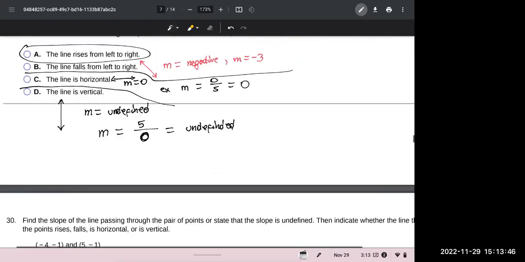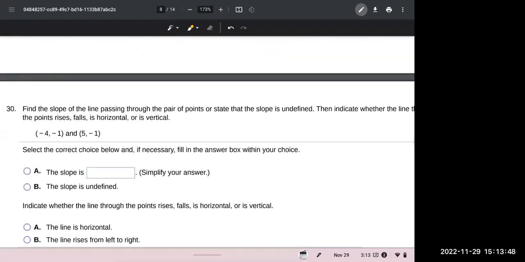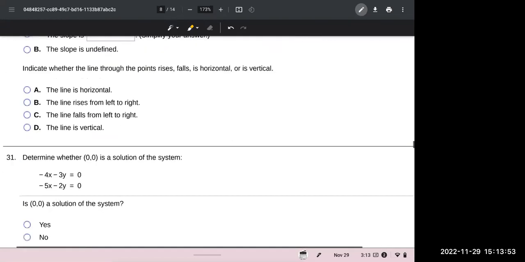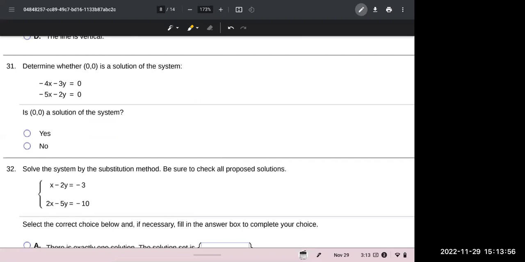Number 30. So the same type of problems, I would just leave it. You have to find the slope. So let's move on to 31. You have to determine if the given point is the solution to a system. So this is your system. You have equation 1 and equation 2. And to check if the given point is the solution, you're going to substitute the coordinates of the given point into two equations. And if your equation is true, it's satisfied, that means the given point is the solution.